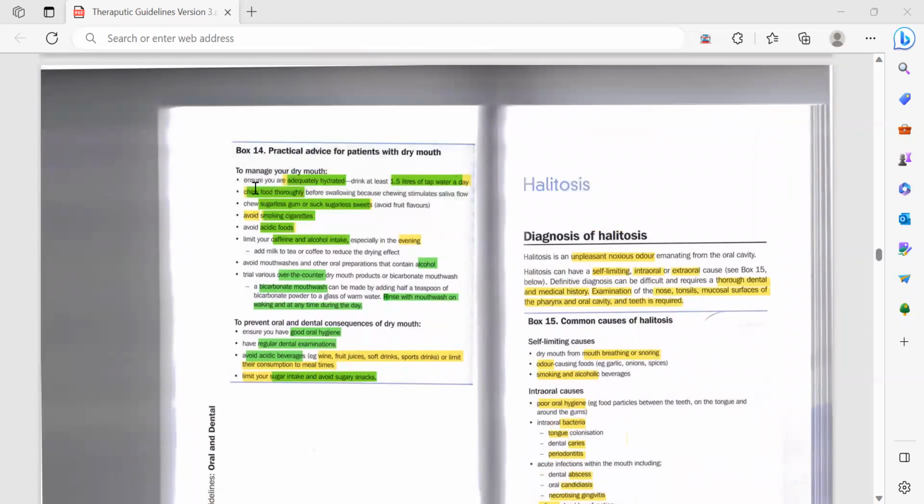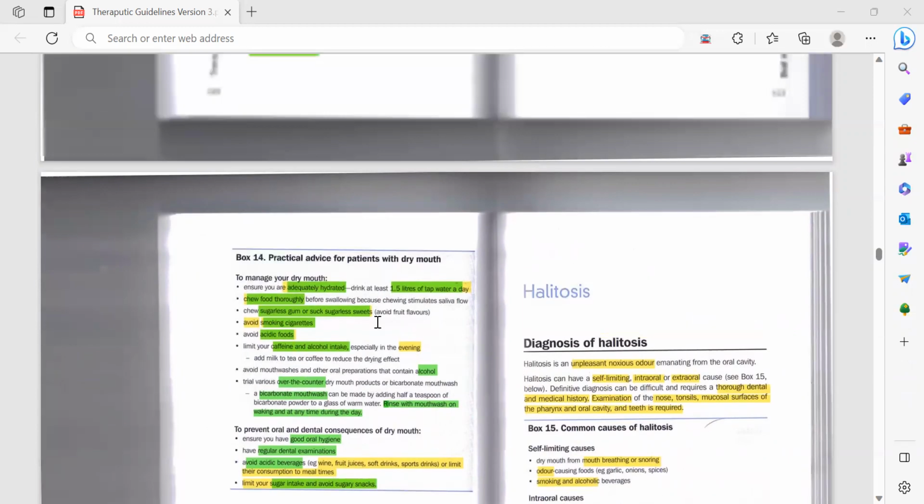So in these points, you need to advise him to take enough water. 2 points are for chewing: chew your food and chew sugarless gum. 2 points are for avoiding cigarettes and acidic food. Limit caffeine and alcohol. And in the avoid list, there is one more point, sorry, which is mouthwashes that contain alcohol.